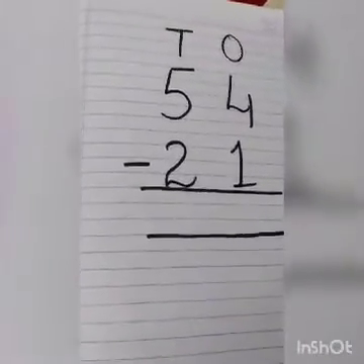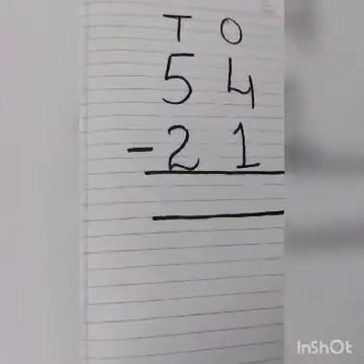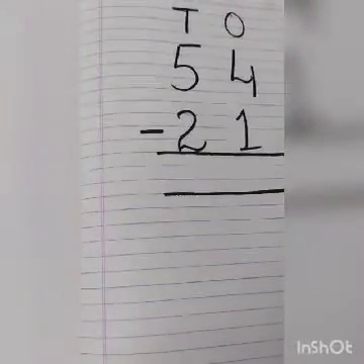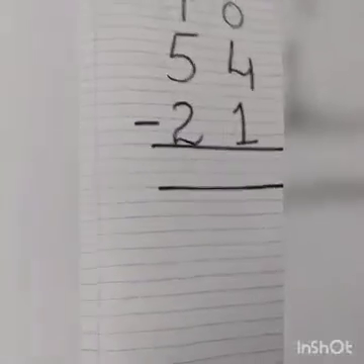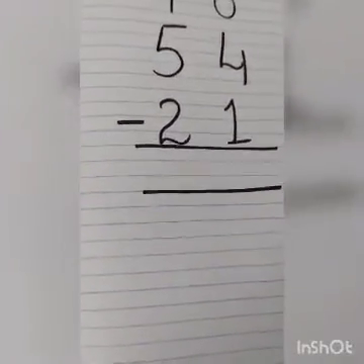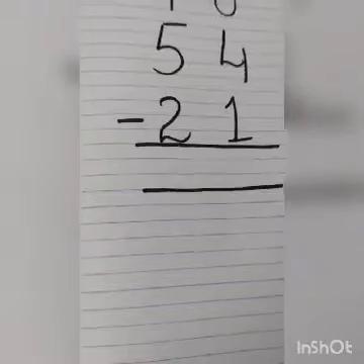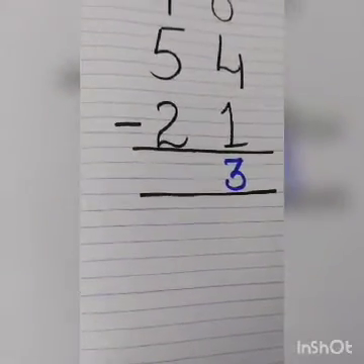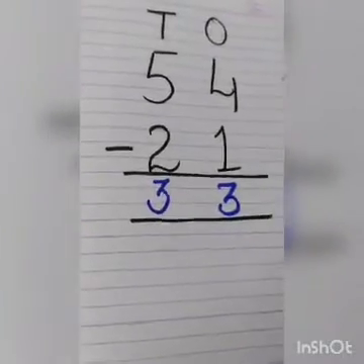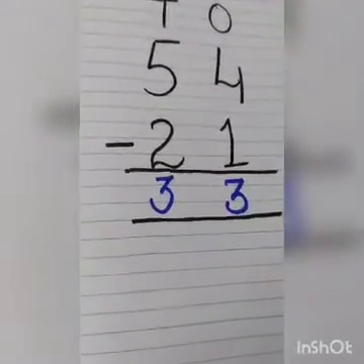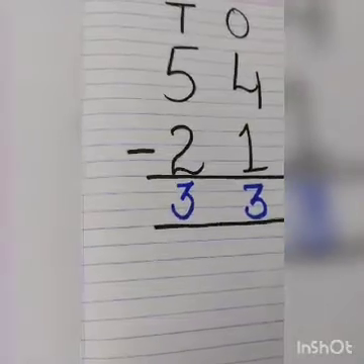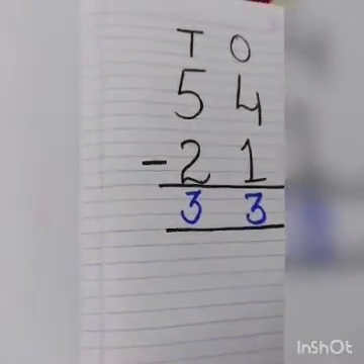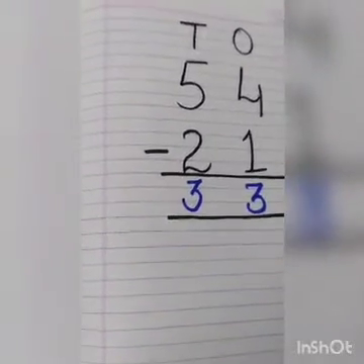Suppose we have a number here that is 54 and the other number is 21 and we have to find out their answer after subtraction. So 4 minus 1 will be 3 and 5 minus 2 will be 3. So 33 is the answer of 54 minus 21, where 54 is the minuend and 21 is the subtrahend.